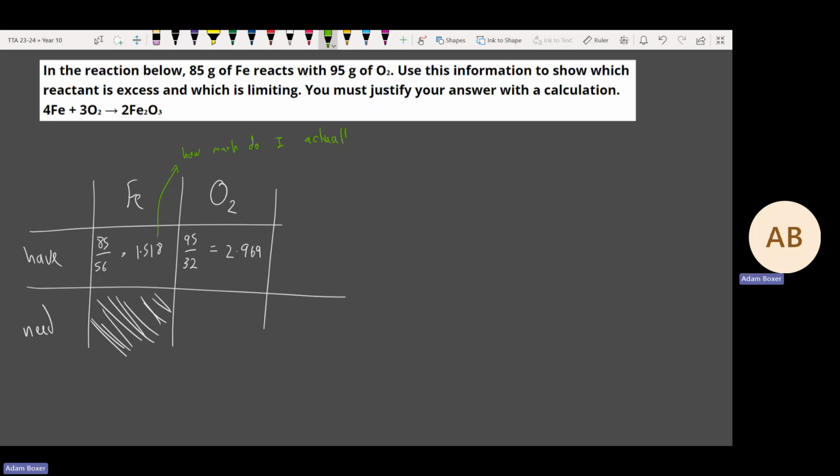How much oxygen do I actually need? To work that out, I use the ratio. I can see that the ratio in the question here is 4 to 3. So I'll do this one over here because it'll be a bit easier to see. If I've got 4 Fe to 3 O2, and I've got 1.518 over here, I divide through by 4 and times by 1.518, and I do exactly the same thing over here.